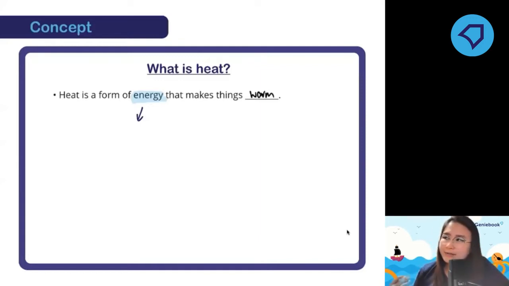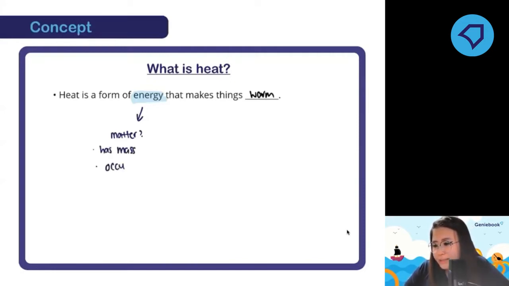Do you think that kind of energy is a form of matter? Do you recall what matter is? Matter is something that has mass and occupies space. So energy is not considered matter. It does not have mass, and it does not occupy space. Moving on in your P4, you're going to learn about other forms of energy as well, for example, light energy. We know that light energy is not a form of matter, and so is heat. Just so that everybody understands this.